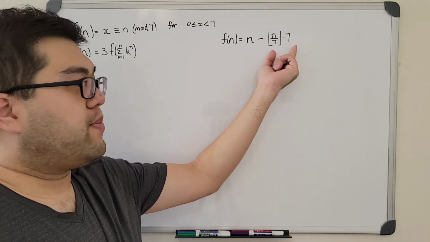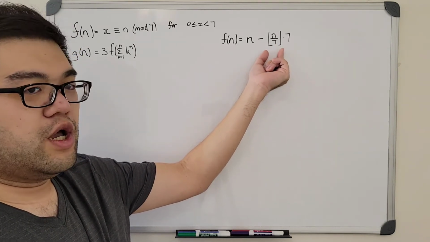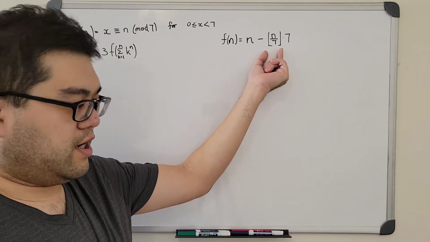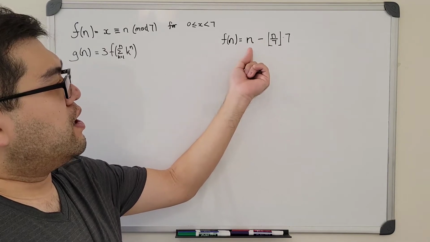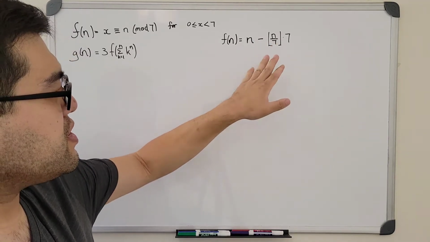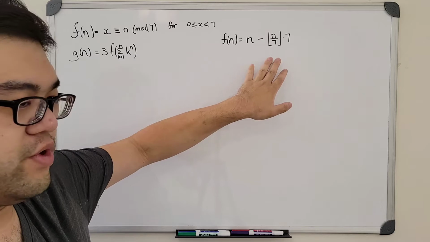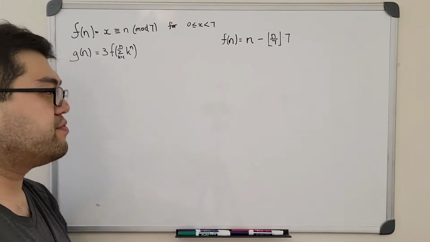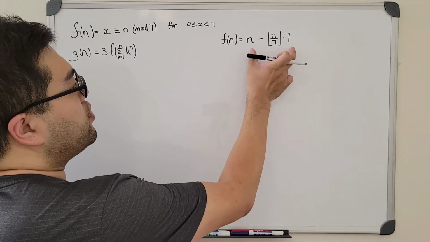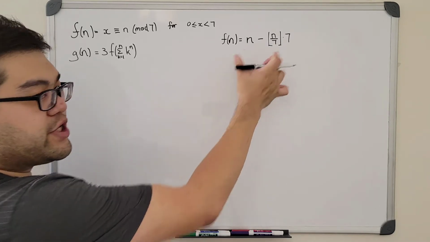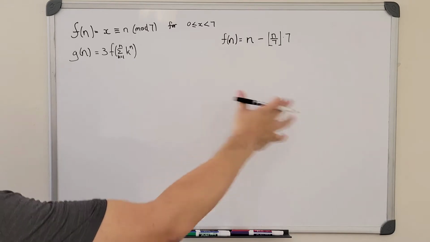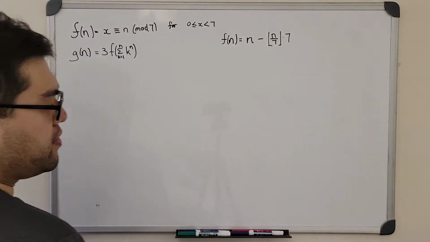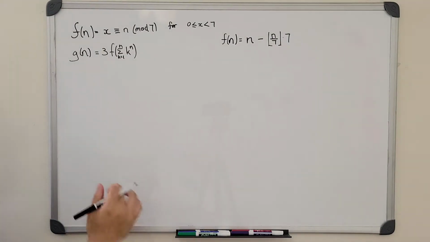Then if we multiply back by 7, we get the closest multiple of 7 to n that's not bigger than n. So if we subtract that from n, we actually get the remainder part. So this is another way to write f(n). Anyway, let's jump to the first part.